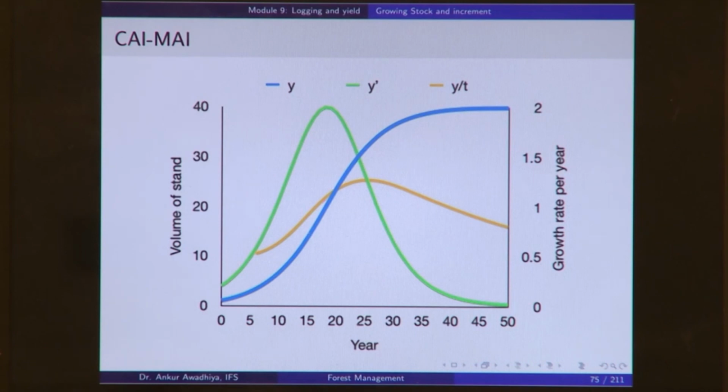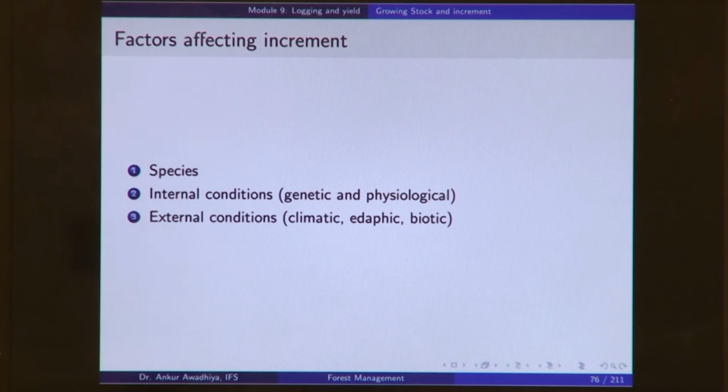Now, the increment is not the same for every species, it is not the same for every site. It depends on the species. There are certain species that we call fast growing species. So, species like eucalyptus or species like poplar, these are the species that grow very fast. On the other hand, we have certain species like teak which have a medium rate of growth, and there are certain other species such as Sterculia that grow at a very slow rate.